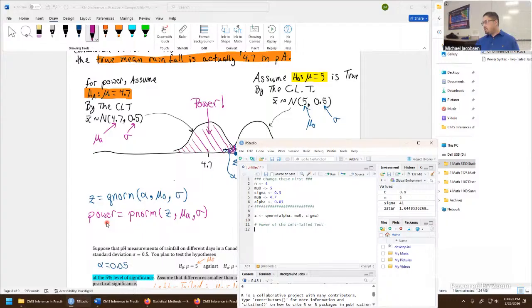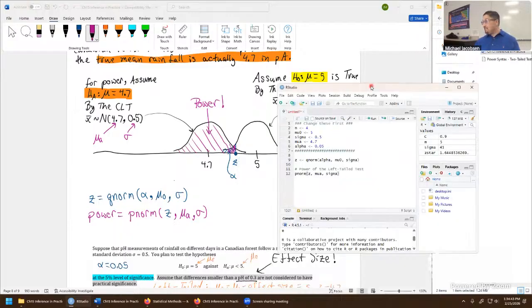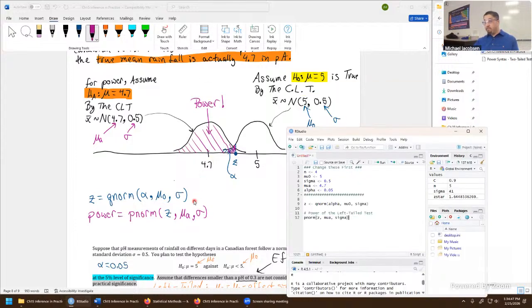tailed test will be P norm, Z, mu A, sigma. So all we've done is just write in what we put on paper right inside the syntax. Now we're ready to calculate power for the very first time. It's kind of exciting, but any questions at all, folks? Seeing how the diagrams work informs the syntax or implementing it down here.